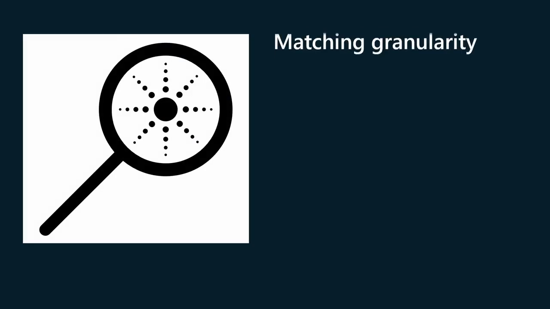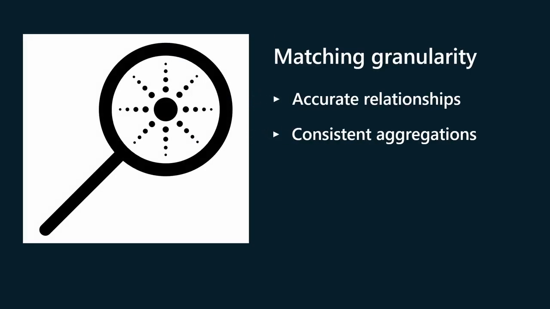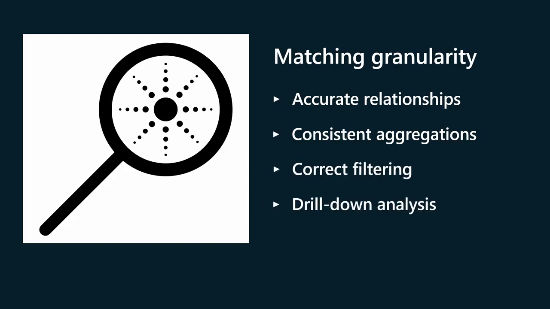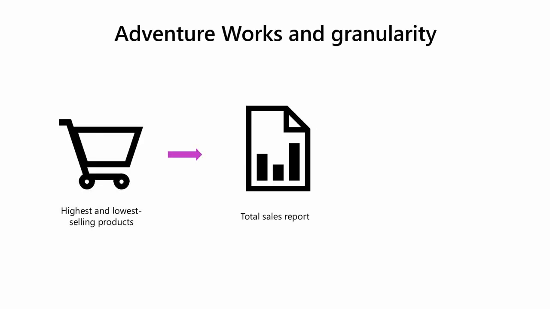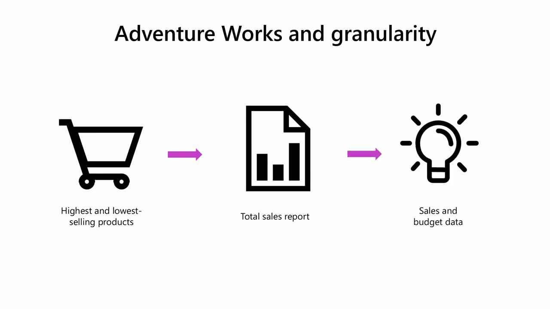You can ensure the relationships are accurate and produce consistent aggregations by matching the granularity levels. It also helps with correct filtering and supports drill-down analysis. Data granularity also has a significant impact on building relationships between tables in Power BI. For example, to determine the highest and lowest selling products in the AdventureWorks inventory, you must produce reports of total sales and budget over time using the sales and budget data.